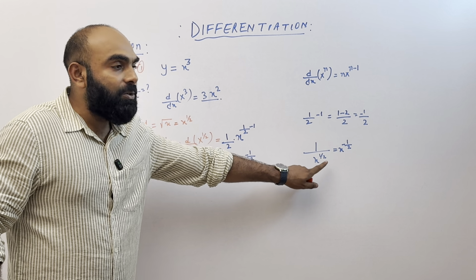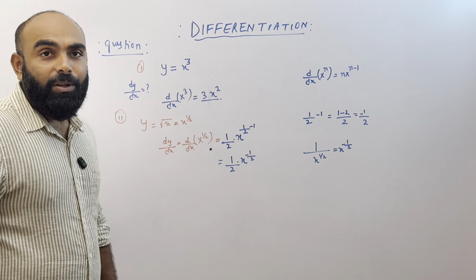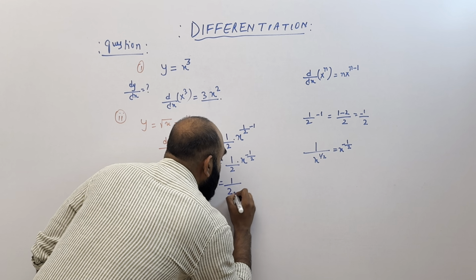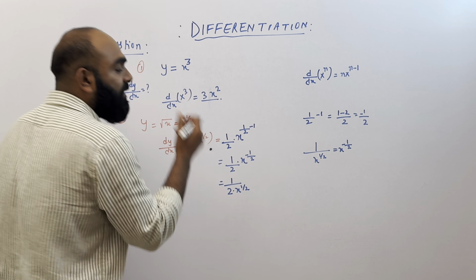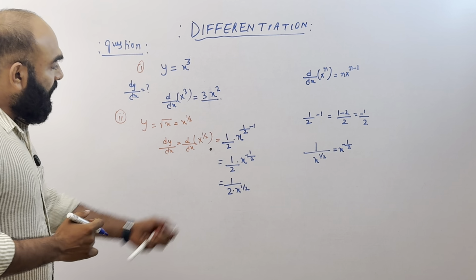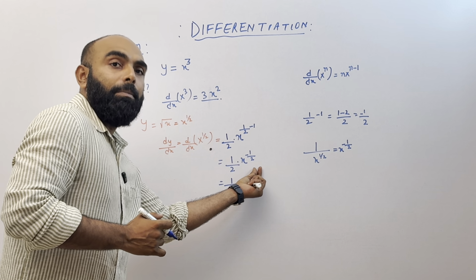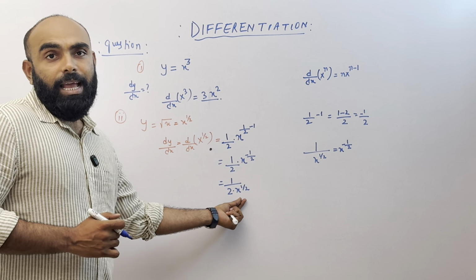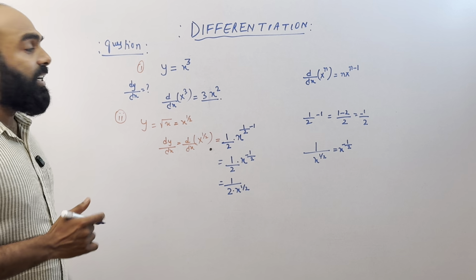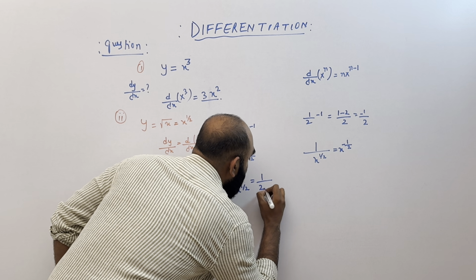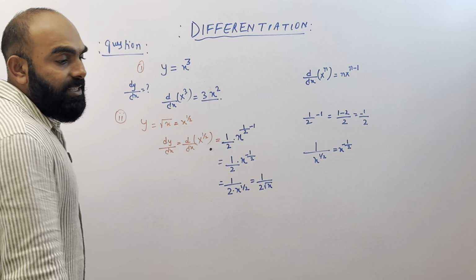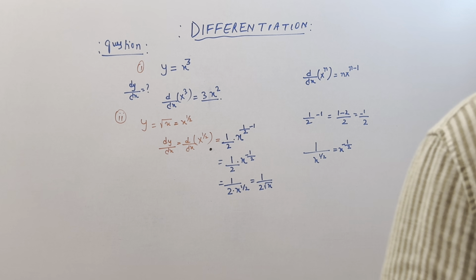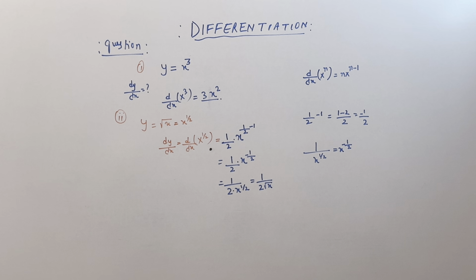1 by x to the power 1 by 2 is written as x to the power minus 1 by 2. So if it is written as x to the power minus 1 by 2, can I write it like this: 1 by 2 into x to the power plus 1 by 2 in the denominator? If it is in the numerator, it is written as x to the power minus 1 by 2, so I can write it in the denominator as x to the power 1 by 2. And x to the power 1 by 2 is what? Nothing but root x. So I can write 1 by 2 root x. This is the answer: differentiation of root x is 1 by 2 root x.